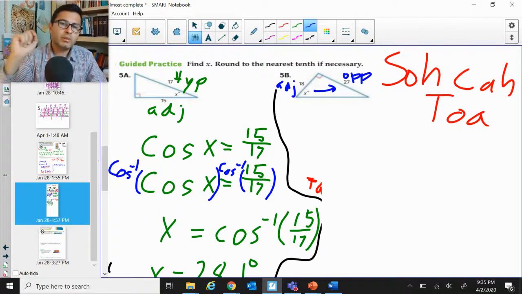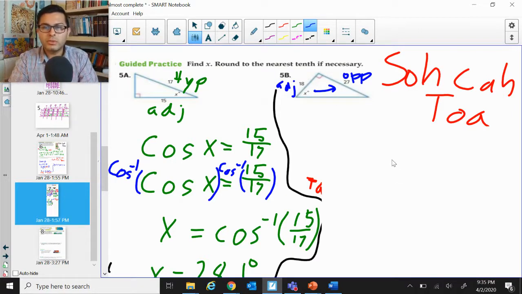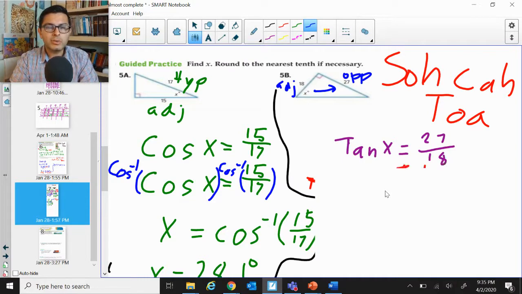So now that we know that we're dealing with opposite and adjacent, which trig function do we use? Well, looking at our SOHCAHTOA, tangent is the one that deals with opposite and adjacent. So we're going to write out tangent of x equals 27 over 18. Opposite being 27, which is labeled, and the adjacent being 18, which is also labeled.